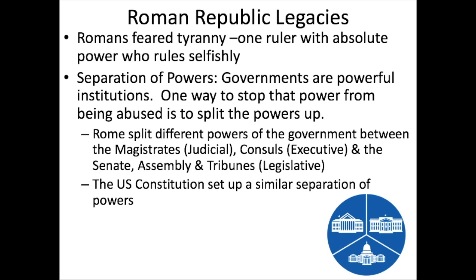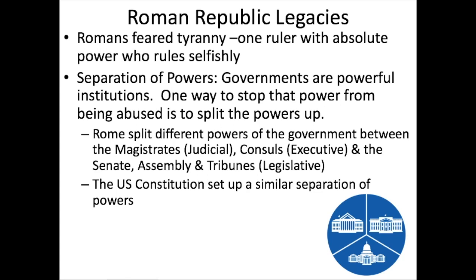But we have a similar separation of powers in that we have a judicial branch headed up by the U.S. Supreme Court, an executive branch led by the President of the United States, and a legislative branch led by the Congress, which, like the Romans, was split into different sections. We have the U.S. Senate and the U.S. House of Representatives, which is an assembly. Wow, we even use Roman terms.